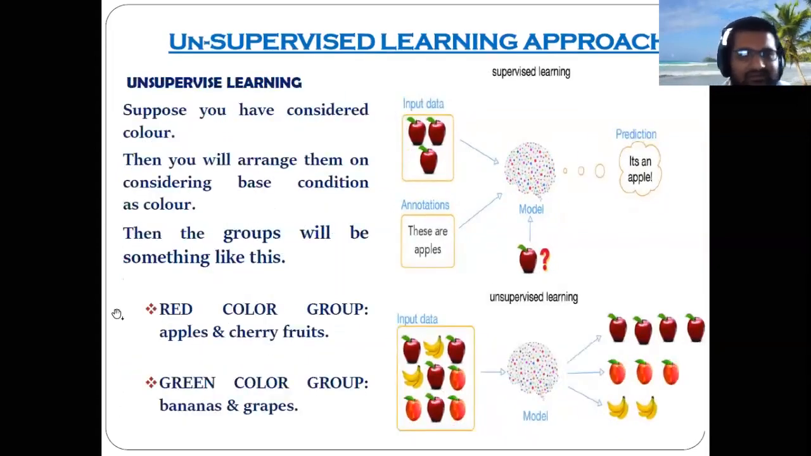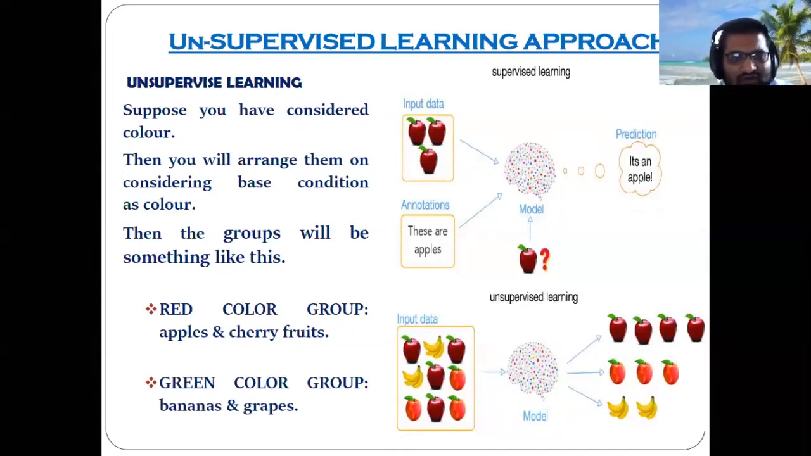And now let's see further. Suppose you have first considered the physical character as color. Then you will arrange them on the basis of the color and accordingly the groups will form. Correct? So according to the first characteristic, let's see how the group is forming. Red color group. Here you can see. Red color group. Which fruits will come under the red color group?